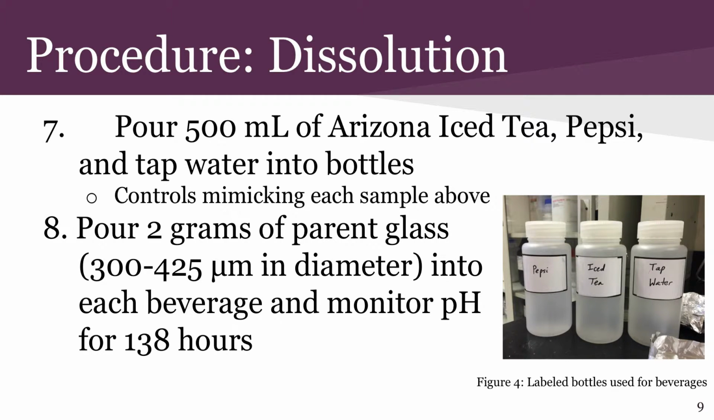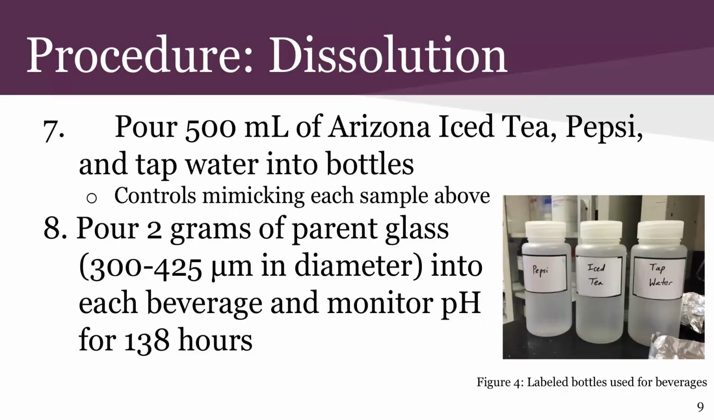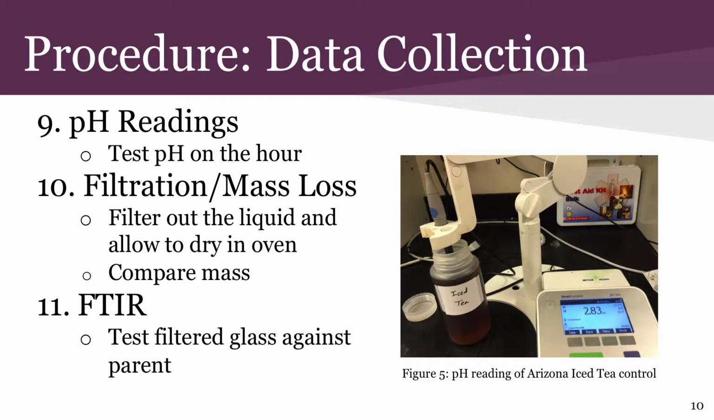Now, to do this, we prepared two 500 milliliter samples of each beverage, giving us 6 samples in total. One set of these samples acts as our control group. This is to account for the natural changes in pH over time of our beverages if we were to leave them sitting out. The other set will be our experimental group, in which we put 2 grams of the parent glass into each container, and we monitored the pH for 138 hours. When monitoring the pH, we made sure we took our readings on the hour, just to ensure that we had even time intervals in our data.